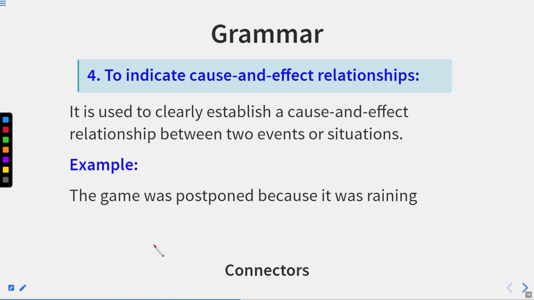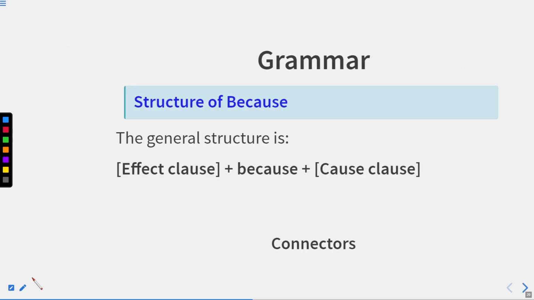To indicate cause and effect relationships, it is used to clearly establish a cause and effect relationship between two events or situations. For example, the game was postponed because it was raining. So the game was postponed is the result, due to which, because it was raining. So this is the cause or the reason. Now let us move to the next one.